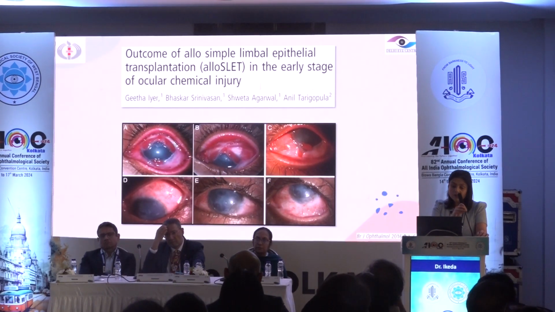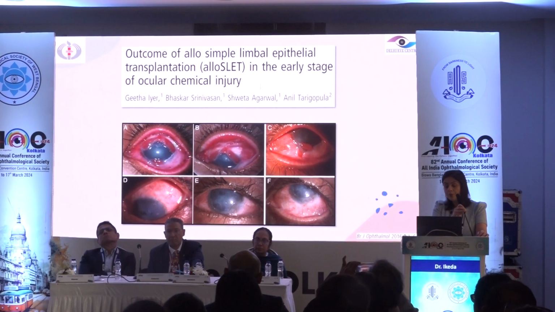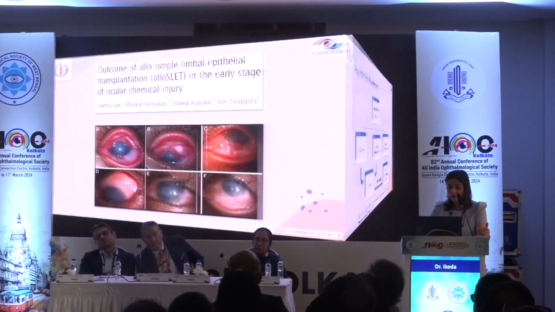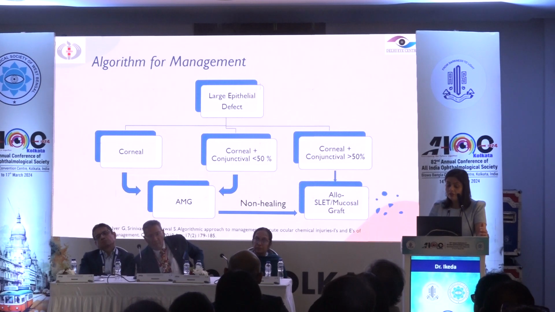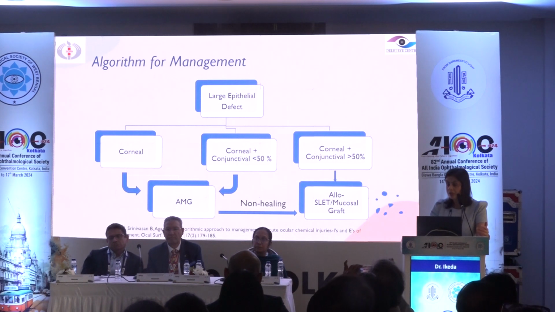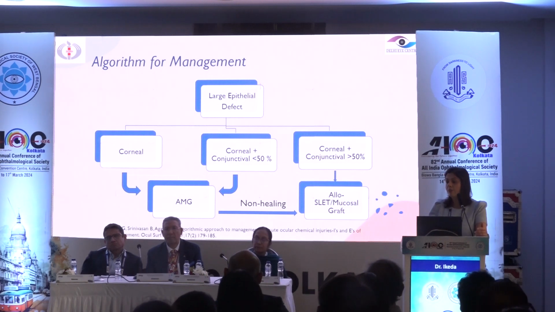Now, the technique of AIOC has been described by the SN group, which helps in grade 4 and above burns, and the epithelialization is faster with AIOC as compared to an amniotic membrane graft alone. So in terms of how to deal with a large epithelial defect, if the defect is less than 50%, we can go ahead with amniotic membrane graft. And if it is non-healing, then we should consider an AIOC, and for patients with severe burns or large corneal and bulbar conjunctival defects, we could straight away go either for AIOC or mucosal grafts.